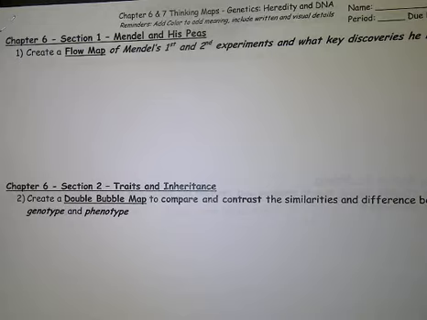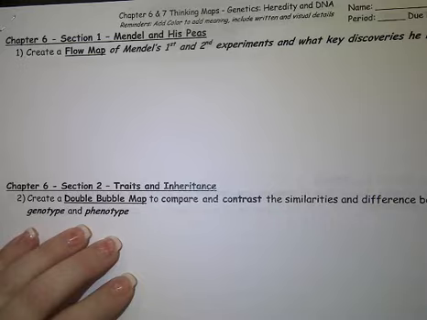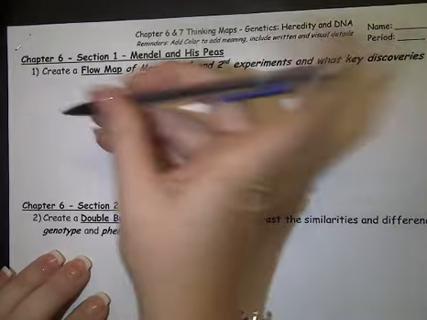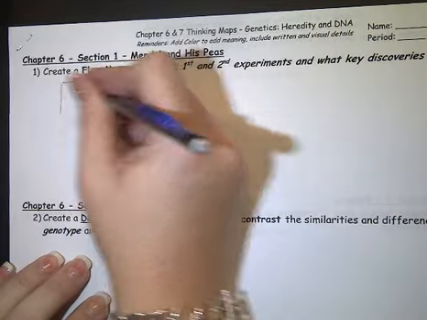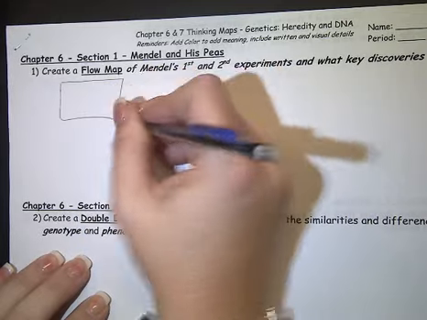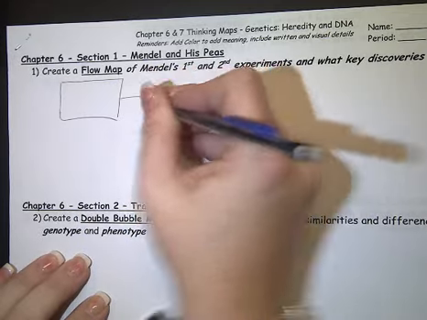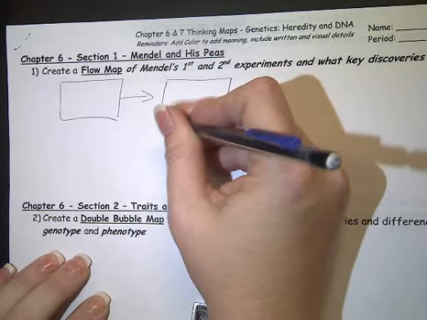Okay, for map number 1, you're creating a flow map of Mendel's first and second experiments and the key discoveries he made. So you want to make sure that you are filling them in. Remember, we use our rectangles. You're giving our key discoveries, and we're drawing the arrows of what leads to the next discovery. So you're going to show both his first and his second experiments.